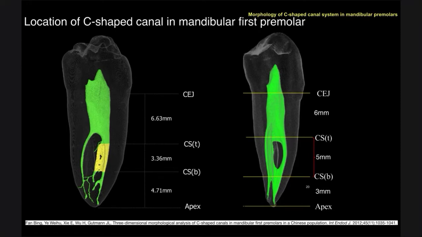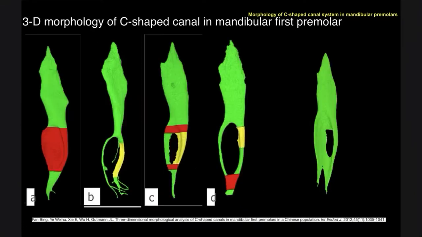From this three-dimensional reconstruction image, we can see that the C-shaped canal mainly locates in the middle third of the C-shaped root of the mandibular premolars. And the floor of the pulp chamber is often deeply seated, assuming an unusual anatomical appearance. From both of these pictures, we can see the C-shaped canal is in the middle third. And this slide shows the three-dimensional morphology of the C-shaped canals in the mandibular first premolar.